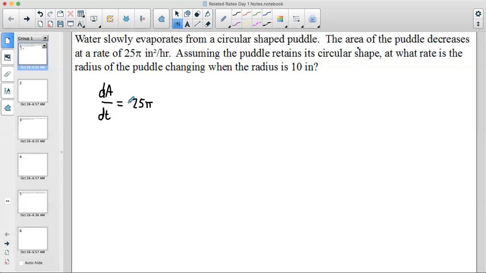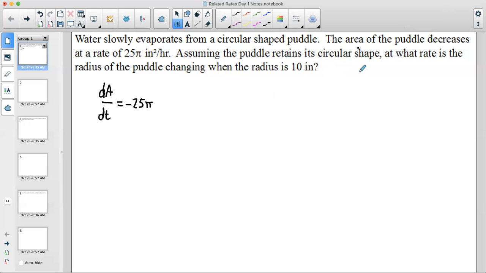I left a little space here because this is a negative rate. And what that means is the area of the puddle decreases. The area is getting smaller. So the rate of change is negative, as in over a given period of time, the area is smaller because the water is evaporating. And then this is pretty typical: assuming the puddle retains its circular shape, at what rate is the radius of the puddle changing when the radius is 10 inches?